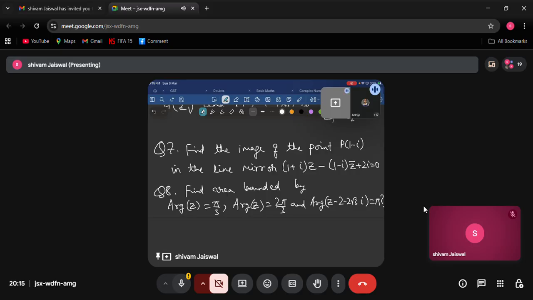Okay, write completely in the form of coordinate geometry. Convert the equation of the straight line into that form, then solve.